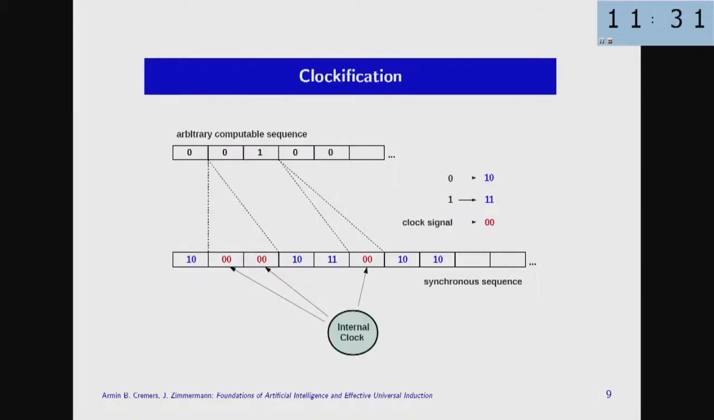A very simple concept. We simply insert clock signals in the way described here. What has been a 0 becomes a 1-0, what has been a 1 becomes a 1-1, and the clock signal is a 0-0. In this way, our input sequence becomes a synchronous sequence, and the Turing machines are coupled by constant differences in space complexity and logarithmic difference in time complexity, so this mechanism remains universal.